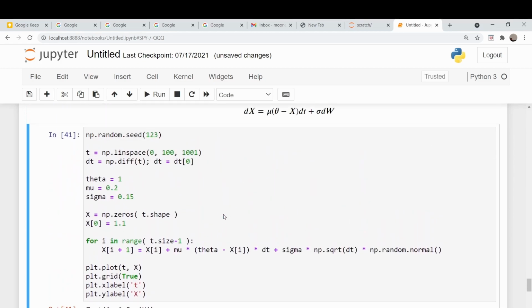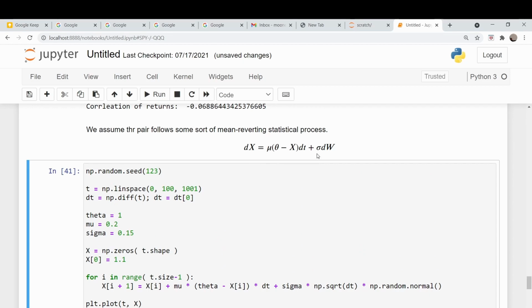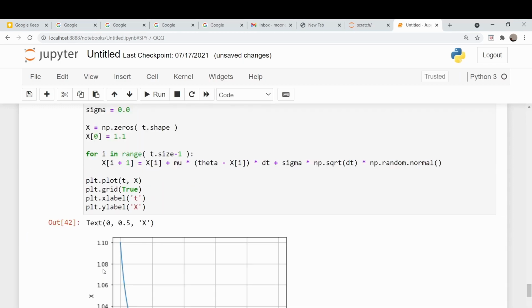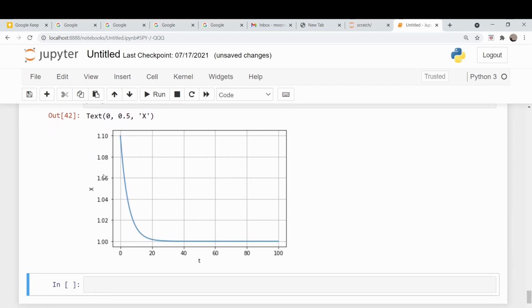In fact, if you stare at this equation and set sigma equal to 0, so get rid of this random term, this is just a differential equation that can be solved by hand, and the solution happens to be a decaying exponential. So if I come down here and set sigma equal to 0, this should decay down to the value of my theta, which is set equal to 1. Let me rerun this code, and we get exactly that.